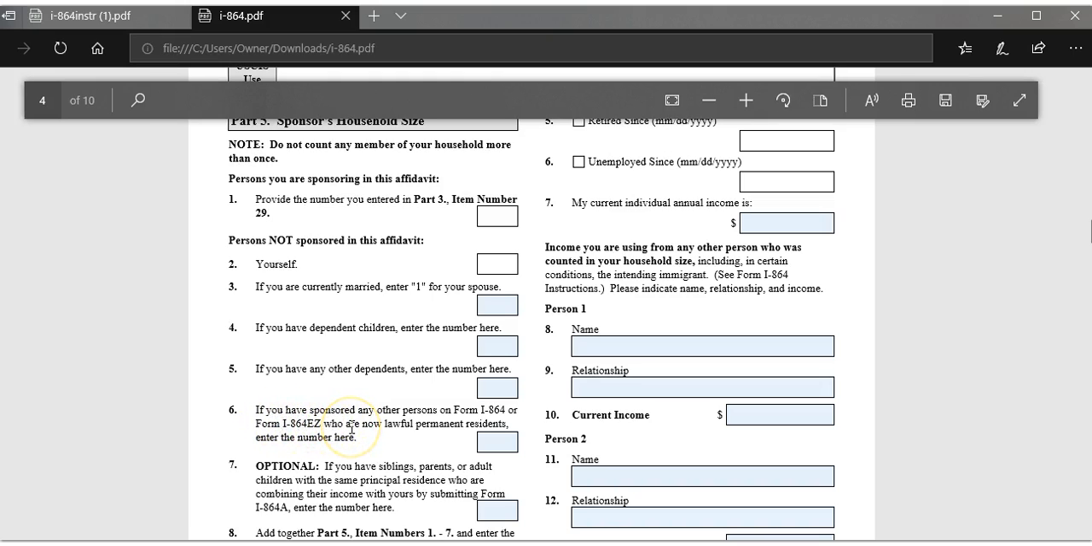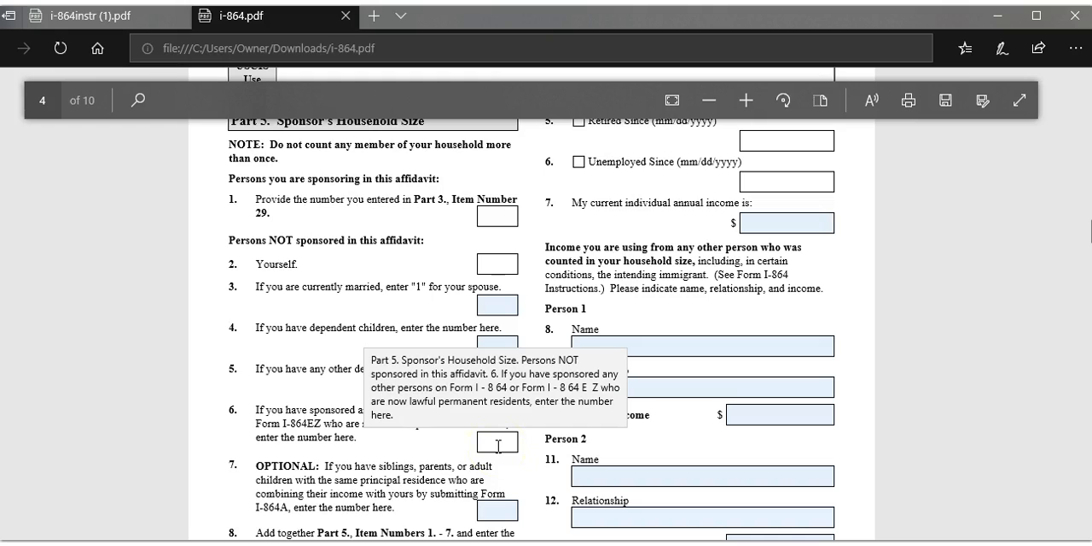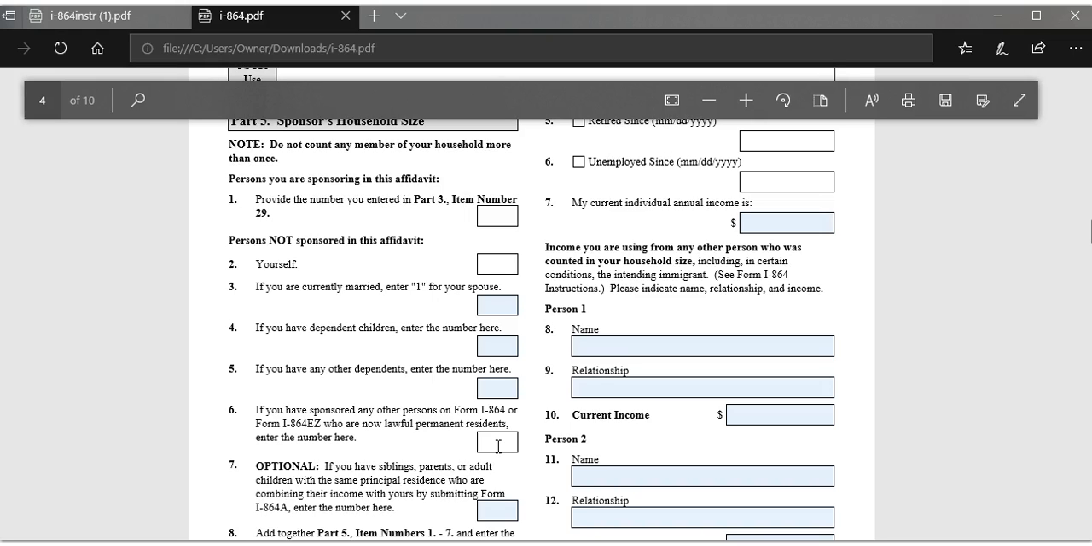Number 6, if you have sponsored any additional persons on Form I-864 or Form I-864-EZ who are now lawful permanent residents, enter the number here. So if somebody asked you to do the I-864-EZ in the past, and these immigrants are now lawful permanent residents, you have to write down how many you support with the affidavit of support.